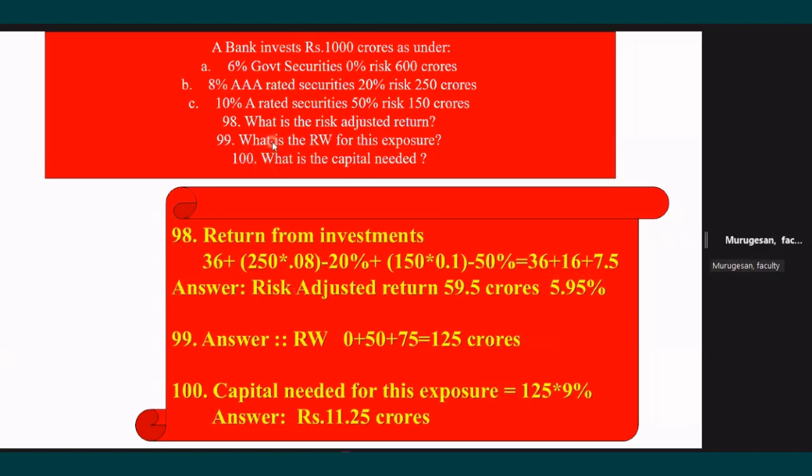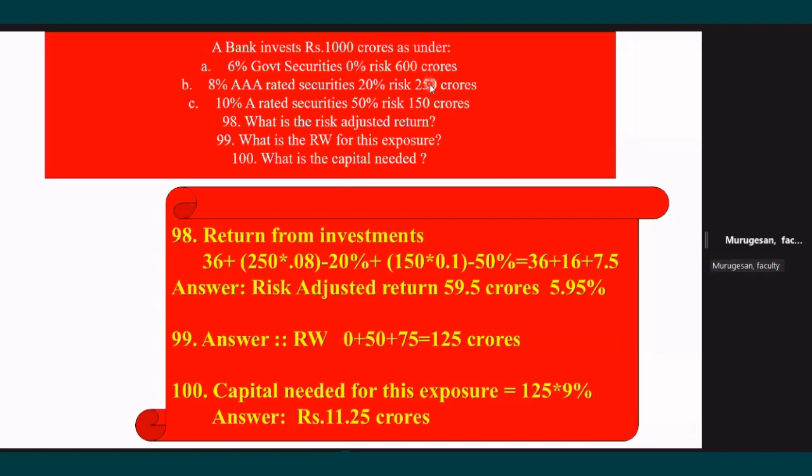Next one. Now, what is the risk weight for this exposure? Now, for risk weight, don't look at the return. The 6, 8, 10, you completely forget. While you are calculating risk weight, don't look at the return. Now, you simply take 600 crore into zero risk. So it is 0. Because 0 risk, 600 into 0, always 0. Risk weight is 0.